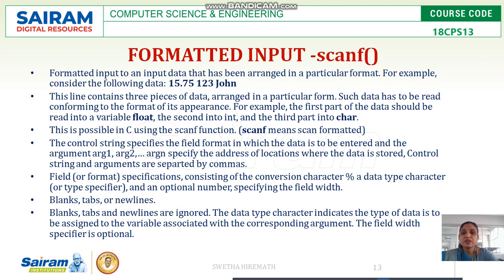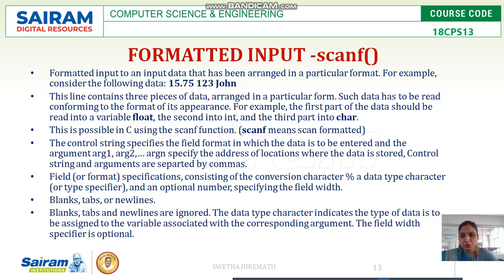The control string specifies the field format in which the data is to be entered, and the arguments, argument 1, 2 till argument n, specify the address of locations where the data is stored. The control string and arguments are separated by commas. The field specification consists of the conversion character percentage, a data type character or type specifier, and an optional number specifying the field width.